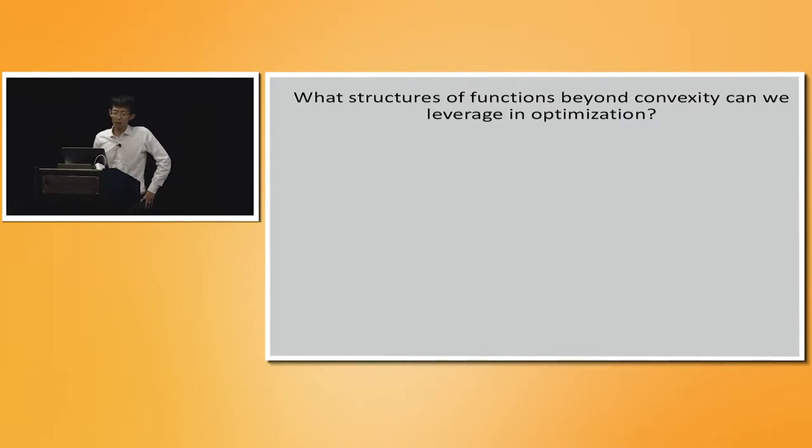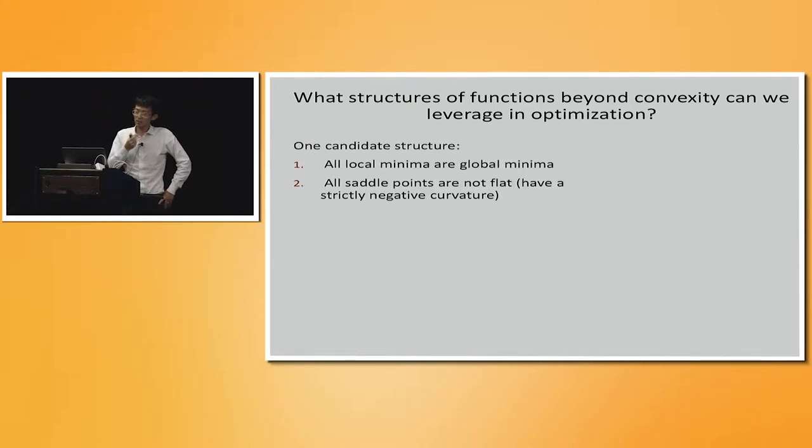And so what structures of functions beyond convexity can we leverage in the optimization? That's a little bit more general question. So one candidate structure is that all local minima are global. And actually, that's the structure that we used in the previous slide. So technically, there are two conditions. The first one is that all local minima are global minima. And the second one is that all saddle points are not flat, meaning all saddle points have a strictly negative curvature.